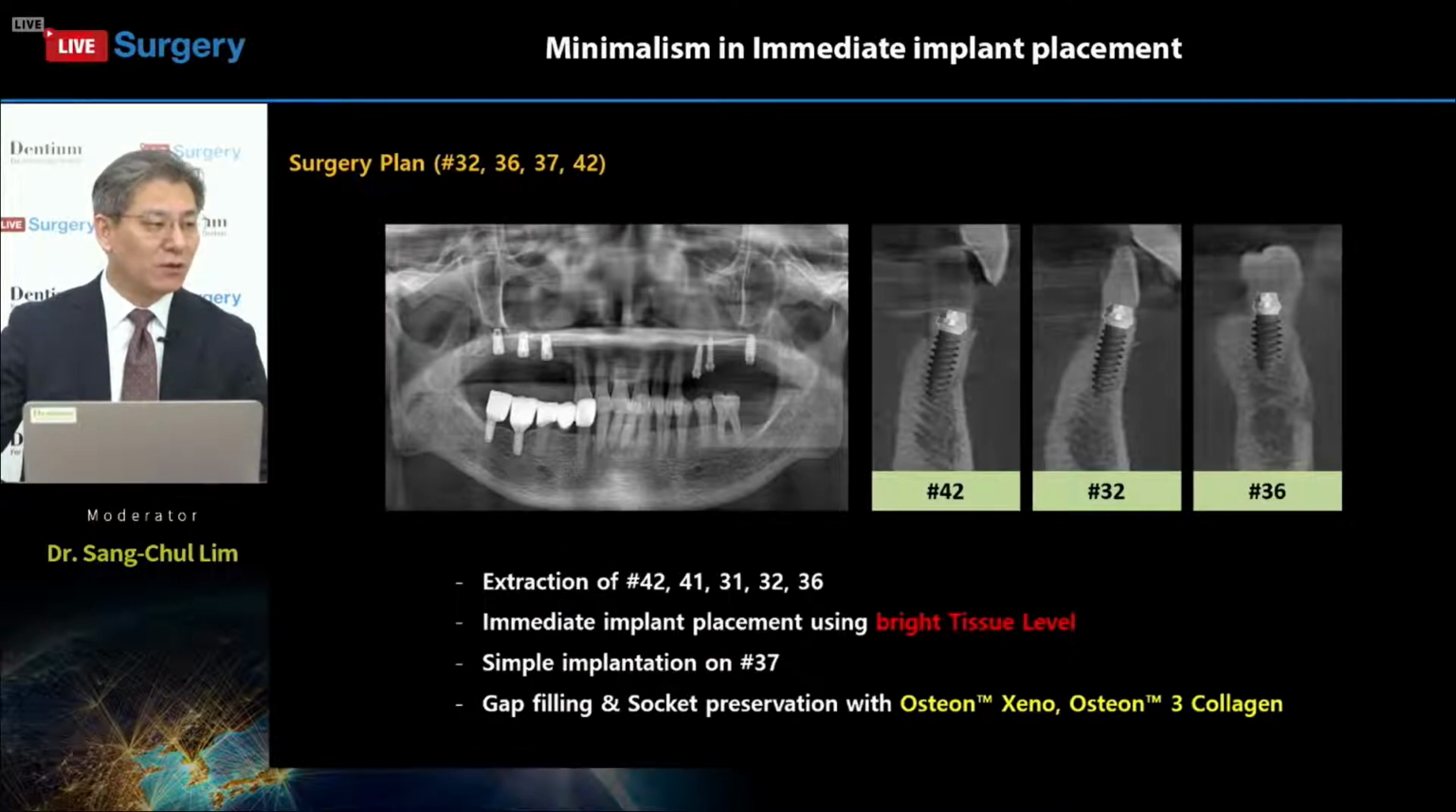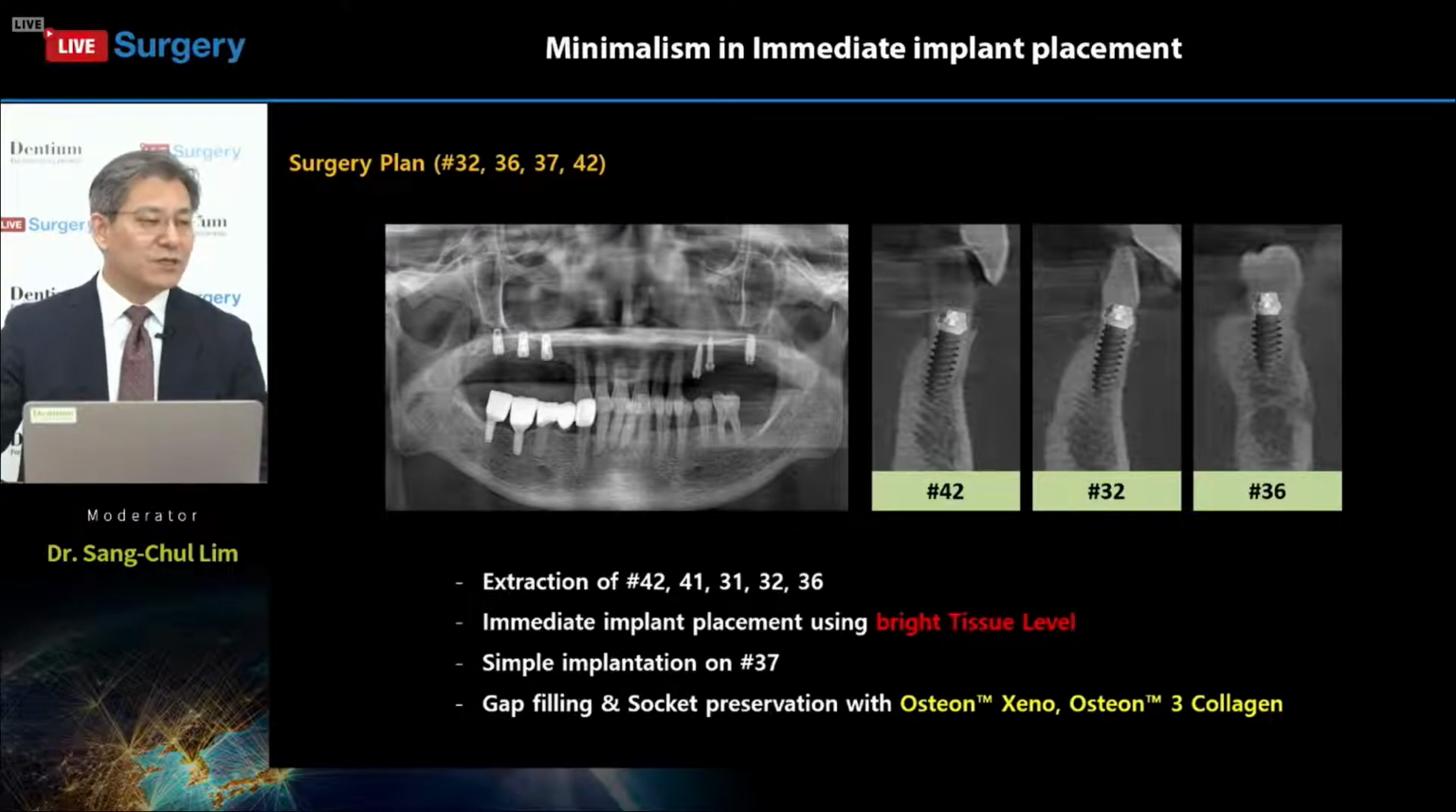As I mentioned before, extraction of 42, 41, 31, 32, the lower 4 anterior teeth will be extracted, and immediate implantation with a gap filling procedure on the number 42, 32 area. And also extract 36 and immediate implantation in the socket with the gap filling procedure, and number 37, also a simple implantation.